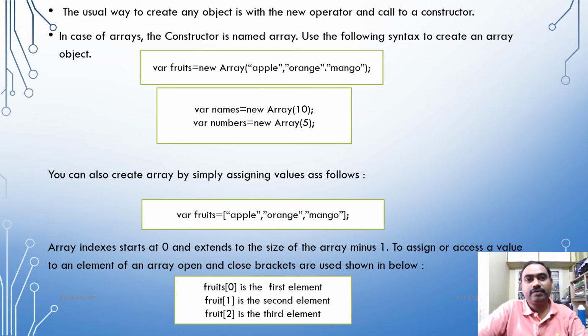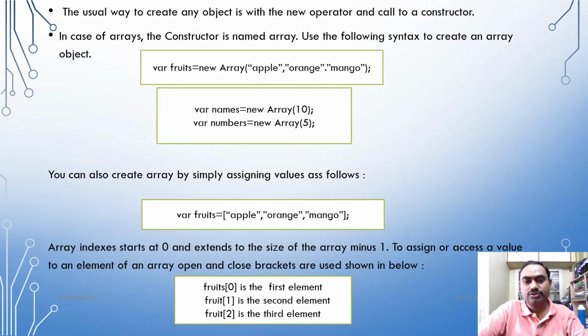The usual way to create an object is with the new operator, calling a constructor. Here is an example: var fruits equals new Array constructor, and within the parentheses the arguments are three values: apple, orange, mango. Without the new operator, you can also create an array by simply assigning the values directly: var fruits equals, in square brackets, apple, orange, mango.